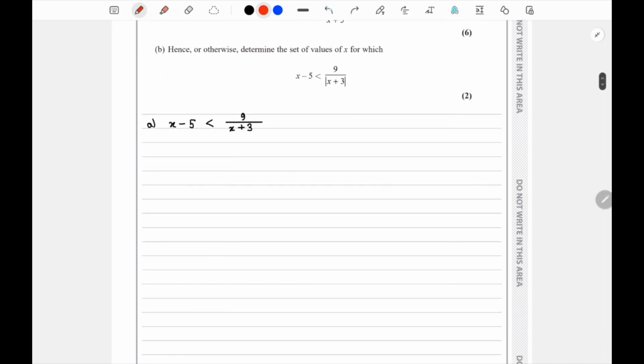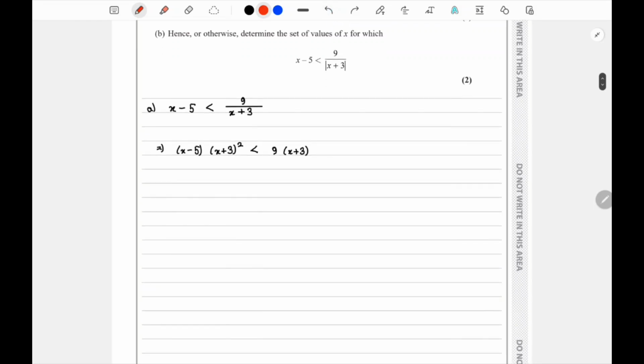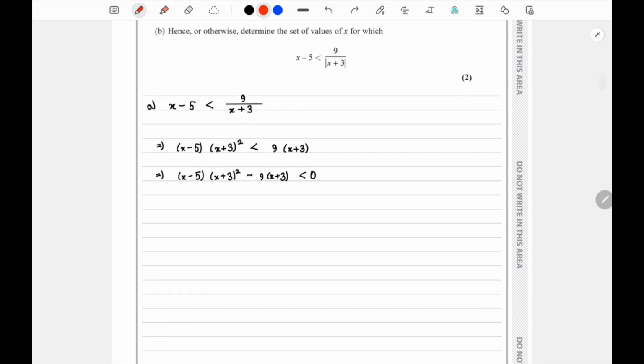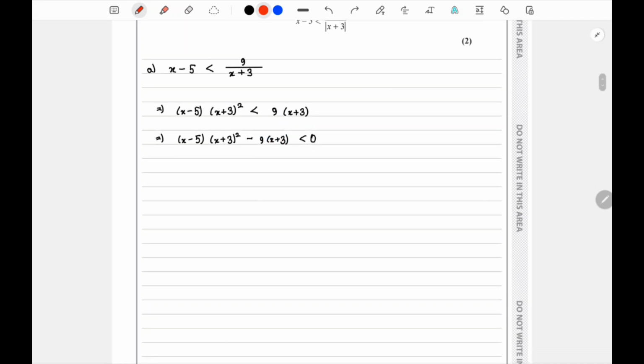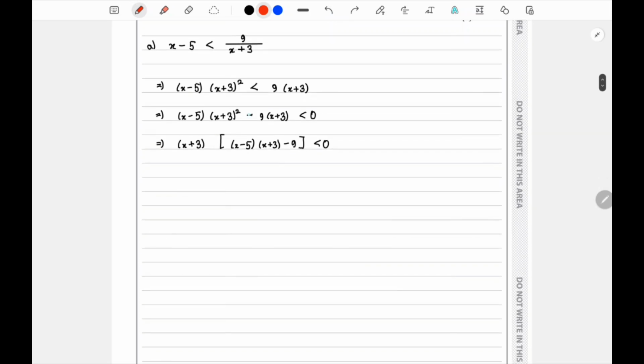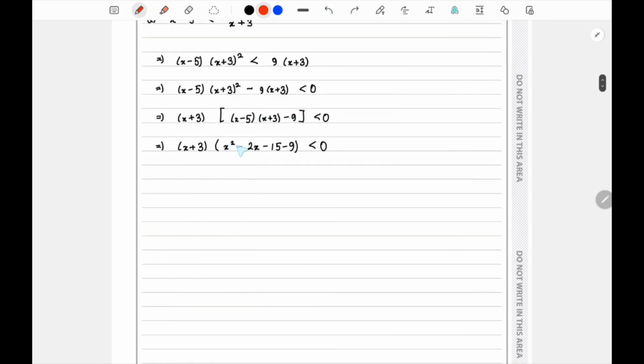So we multiply this with (x+3) squared on both sides. Then we move this term to the left. We do not expand the brackets. We move this to the left and we take x+3 as common, or else we would have to solve a cubic function, which we cannot directly do in F2. So we take x+3 common from both sides and we get (x-5)(x+3) minus 9. From that we get this quadratic equation, which we can solve directly.